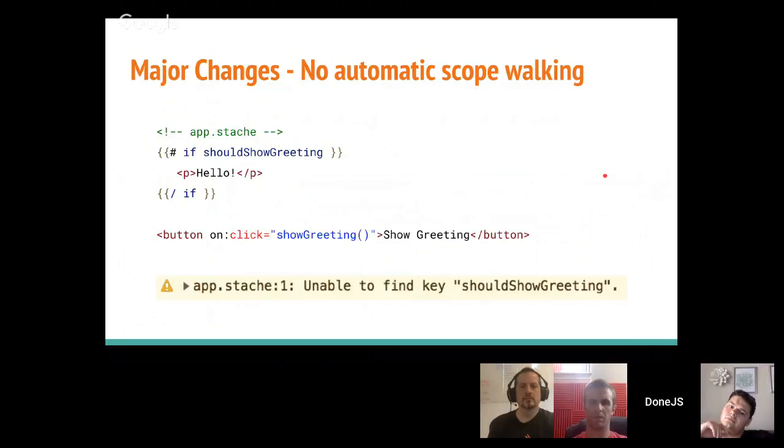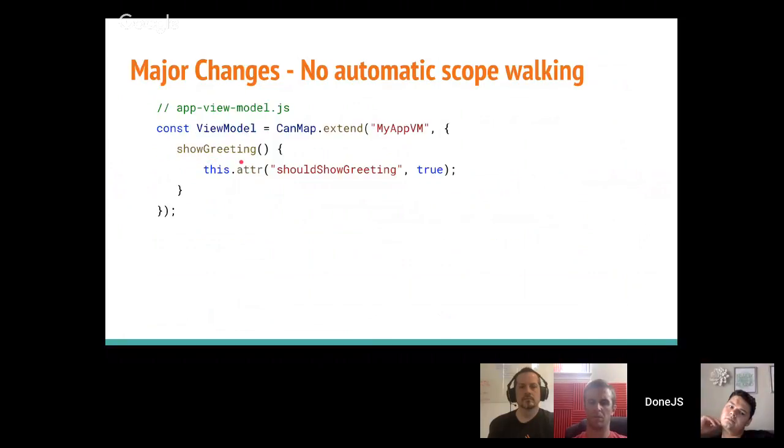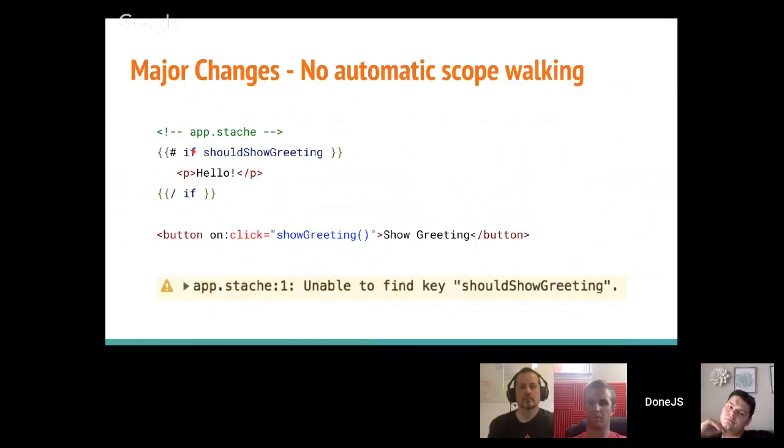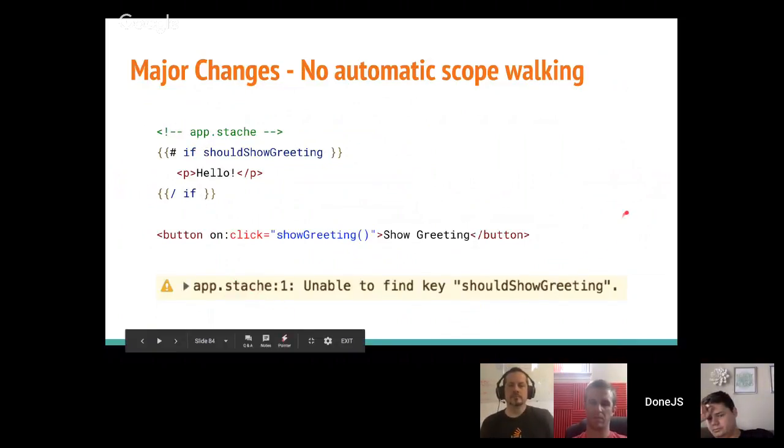So if we look at this code, we can see that the show greeting method is actually setting this should show greeting property on my view model. So why am I getting that warning? What's happening is when Stash initially tries to render this, it's looking for should show greeting and it doesn't find it. So it gives you this warning that says it's unable to find it.